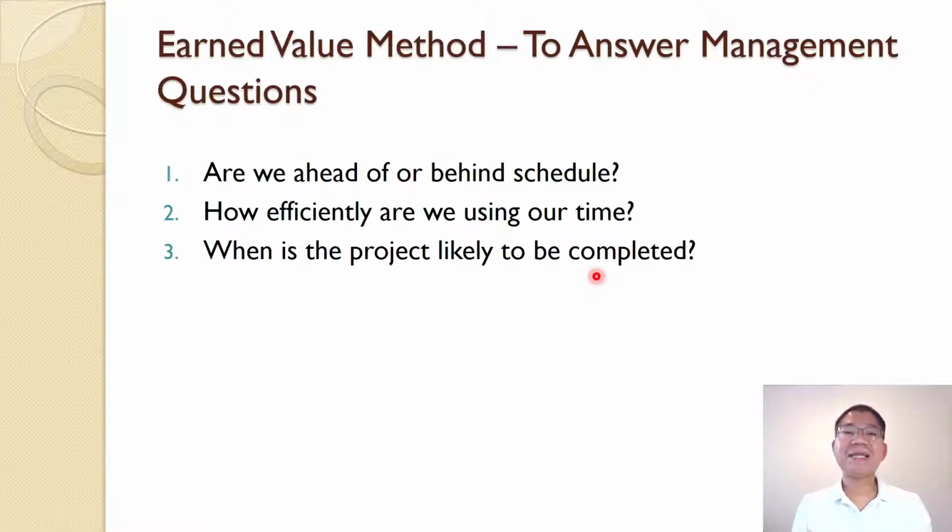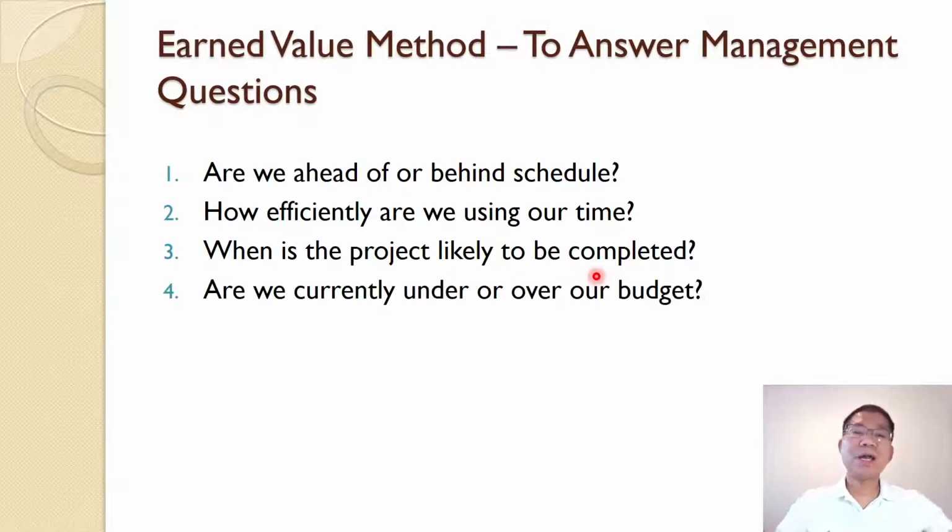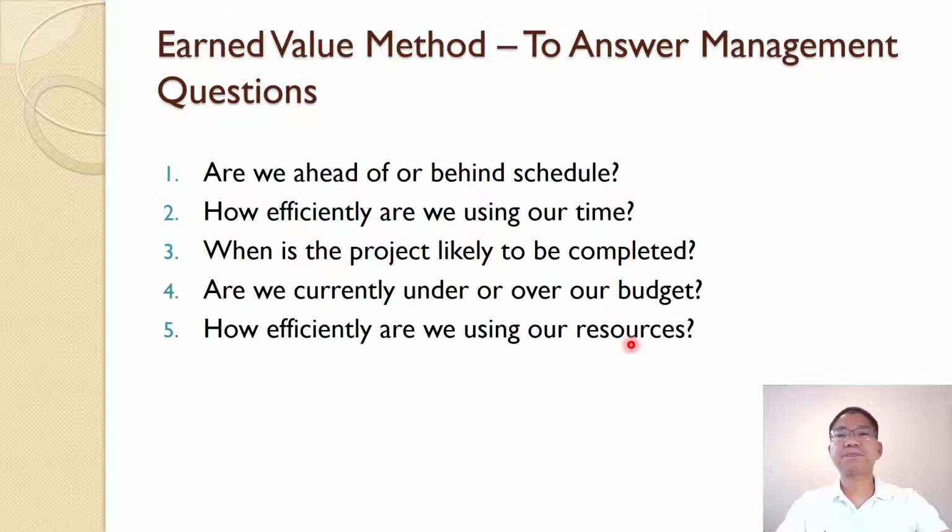When is the project likely to be completed? So we can forecast now, given the current state of the project, when the project should be completed, so that we can forecast the project time. Are we currently under or over budget? So we can assess the current status of the budget, of the cost of the project. The work time relationship is only able to estimate the time, but with the earned value method, we can assess the cost status, the budget status of the project, over or under budget.